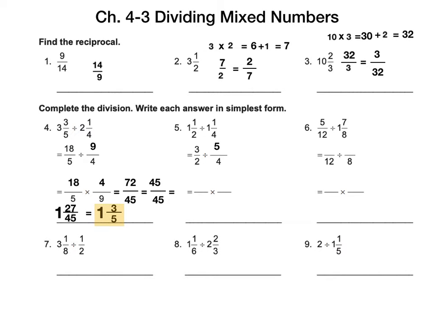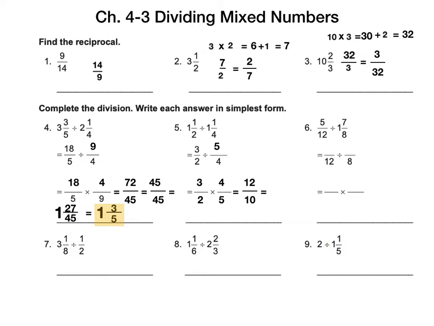Now we do our keep, change, flip. So we keep our 3/2. They changed the sign from division to multiplication for us, and now we're just going to flip that second fraction. Now we solve. 3 times 4 is 12. 2 times 5 is 10. This is an improper fraction because 12 is larger than 10.